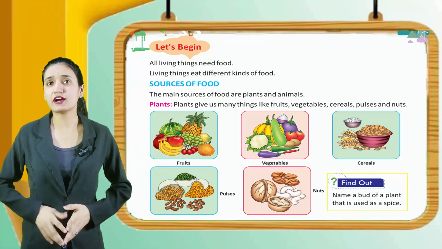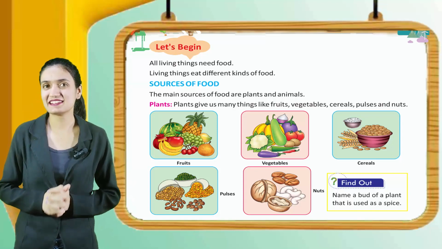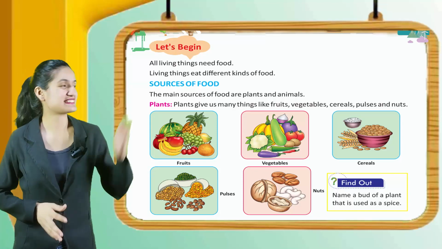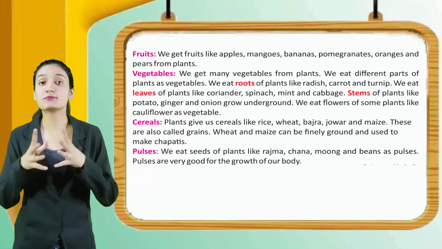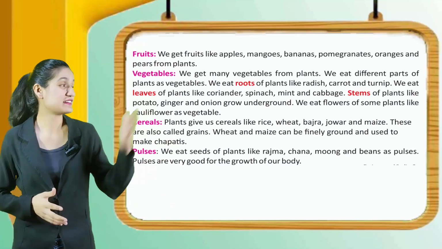Now kids, let's find out. Name a bud of a plant that is used as a spice. Okay, you will find out and we will discuss this later. Now fruits. We get fruits like apples, mangoes, bananas, pomegranates, oranges and pears from plants.